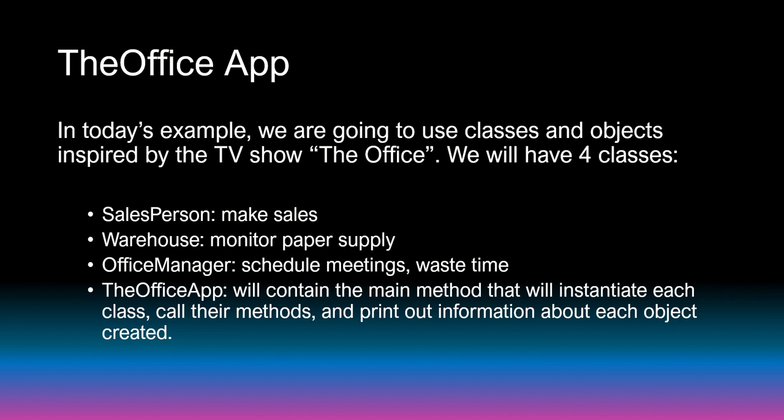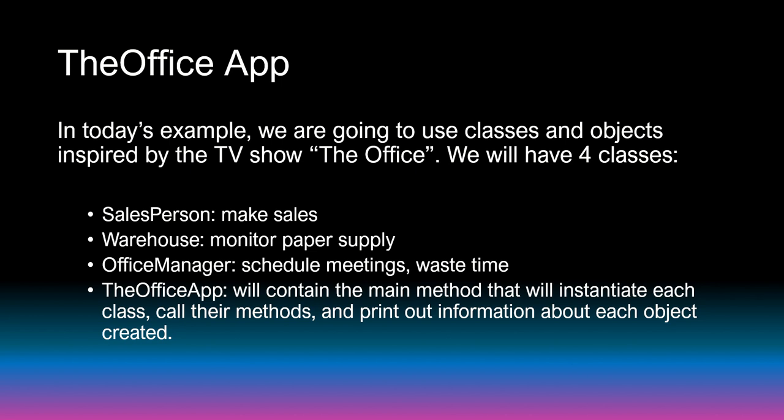We're going to have a warehouse class that has to monitor the supply of paper within the warehouse. And then we're going to have an office manager class. The office manager schedules meetings and wastes time. If you've never seen the TV show The Office, these are 3 components of some of the characters on the show. It's about a paper company in Scranton, Pennsylvania that is in the business of selling paper, and some of the characters fall into one of these 3 classes.